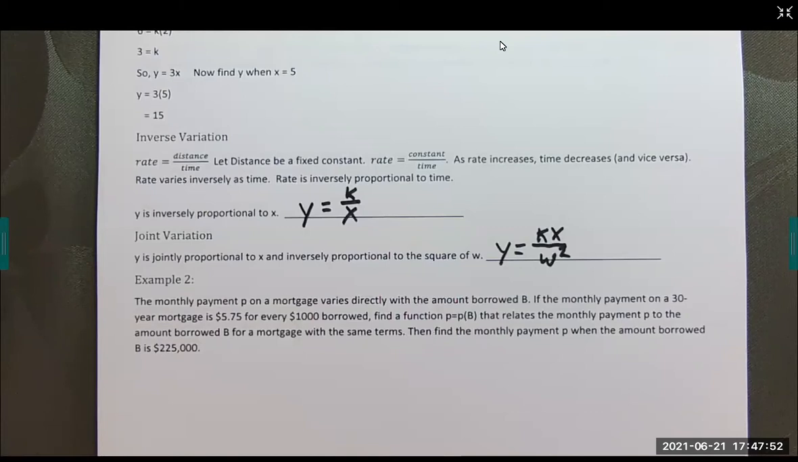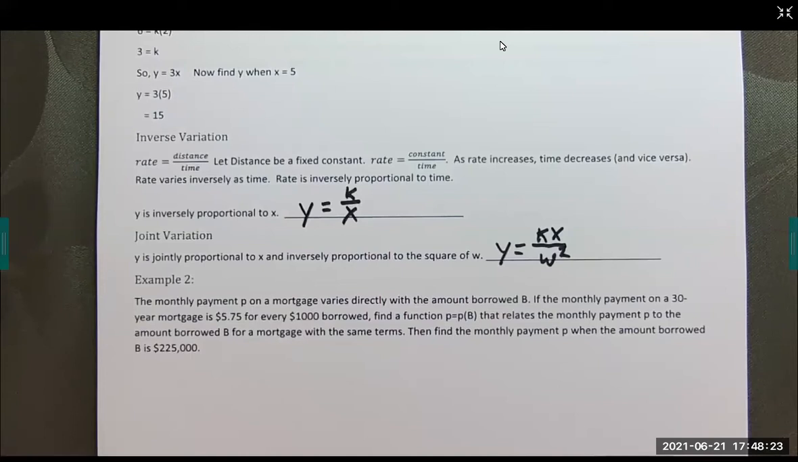All right, so let's do our example. The monthly payment P on a mortgage varies directly with the amount borrowed B. If the monthly payment on a 30-year mortgage is $5.75 for every $1,000 borrowed, find a function that relates the monthly payment P to the amount borrowed for the mortgage with the same returns. Then find the monthly payment P when the amount borrowed is $225,000.